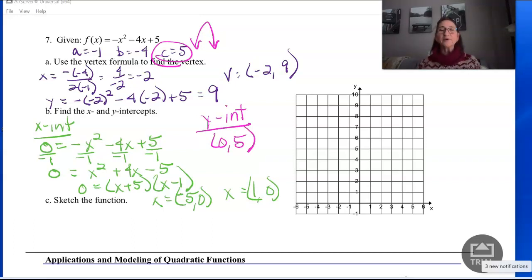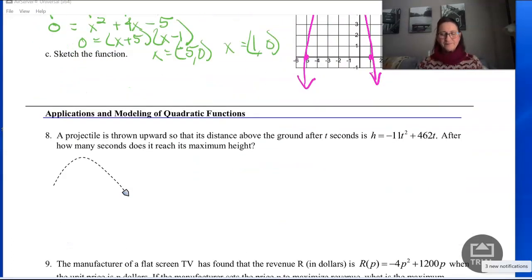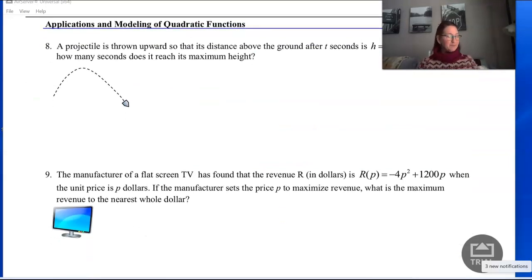Let's go ahead and graph it very quickly. So our vertex is negative 2, 9. There we go. I know this is going to open down. So it makes sense to me that I've got x-intercepts of negative 5 and 1 and a y-intercept of 0, 5. Okay, there's my other point that's symmetrical. Go ahead and sketch. There we go. Beautiful.